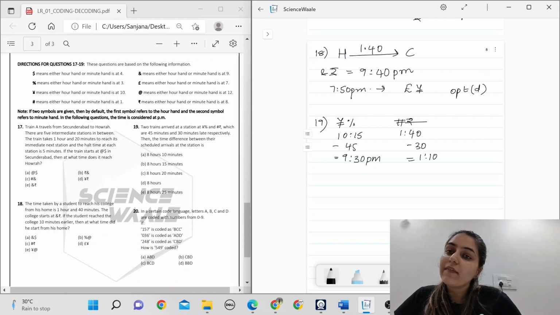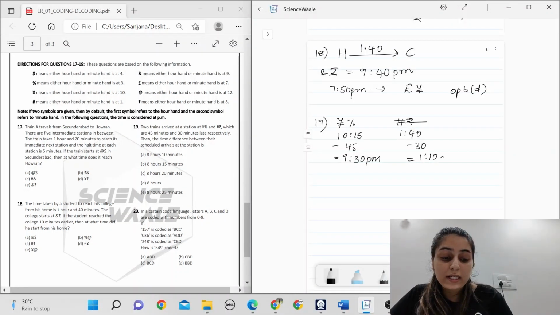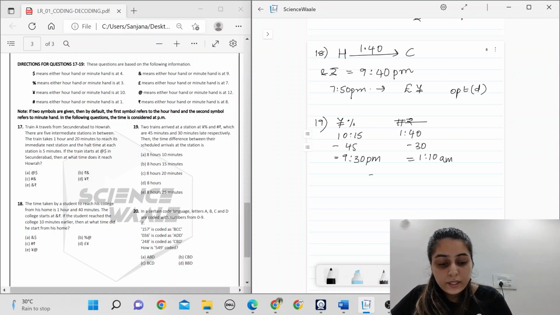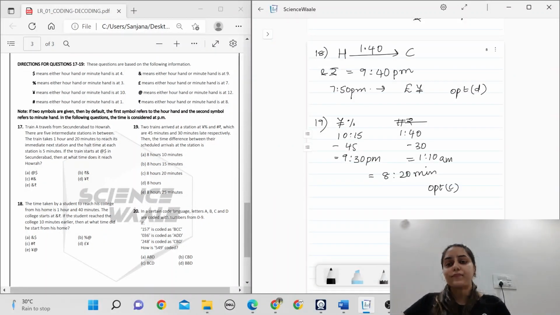So the scheduled arrival is 9:30 p.m. and 1:10 a.m. respectively. So the difference between that is 9:30 minus 1:10, which would be 8 hours 20 minutes. So the answer is option C.